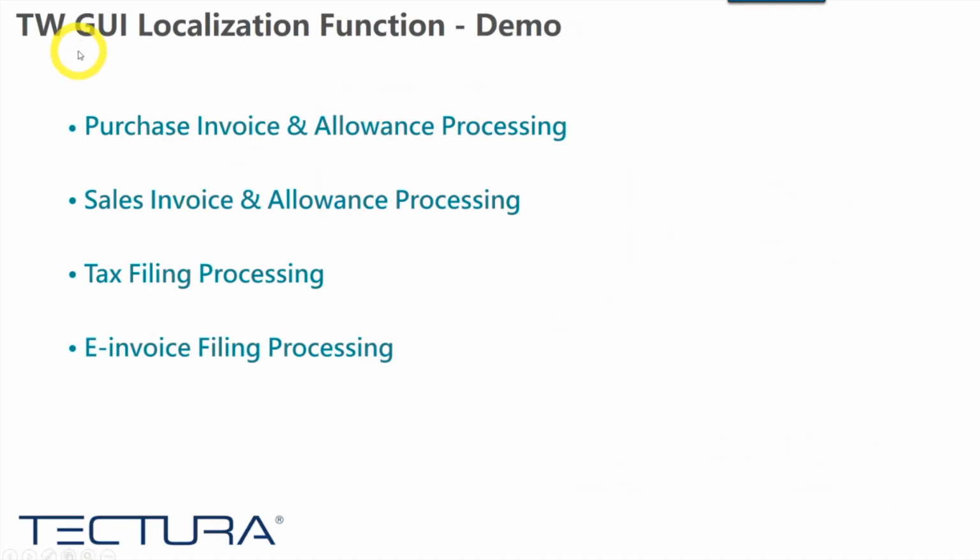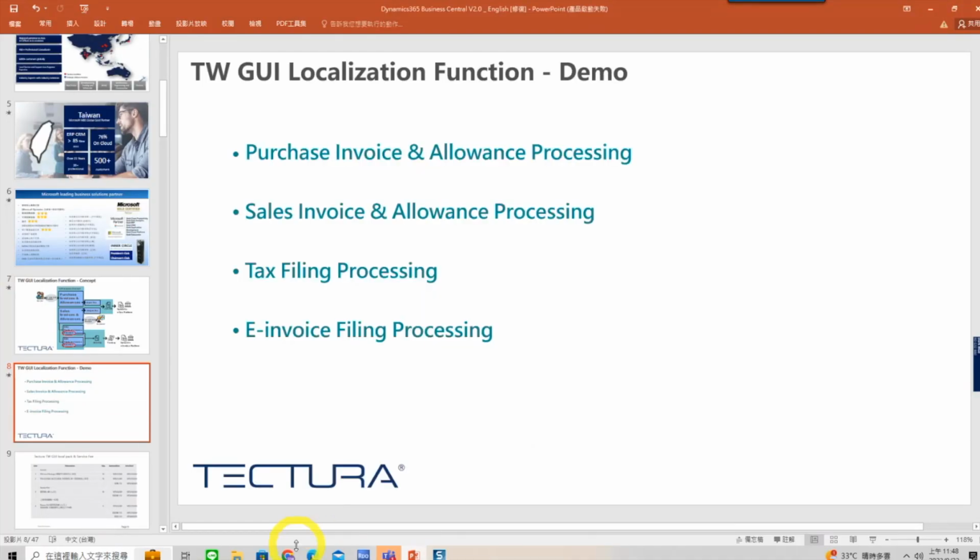For this part, we're going to go directly into the Business Central system and demonstrate how it works. We will demonstrate a pretty simple purchase invoice and allowance processing, and then sales invoice and allowance processing, tax filing processing, and E-invoice filing processing, respectively. Okay, so let's move to the system.